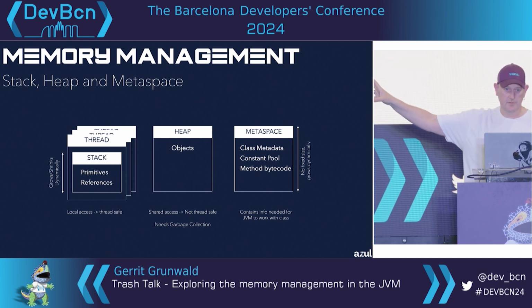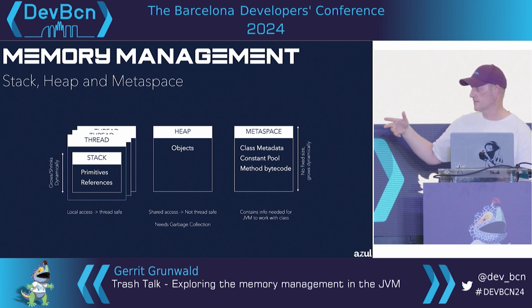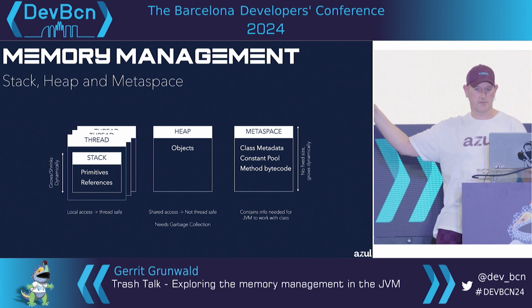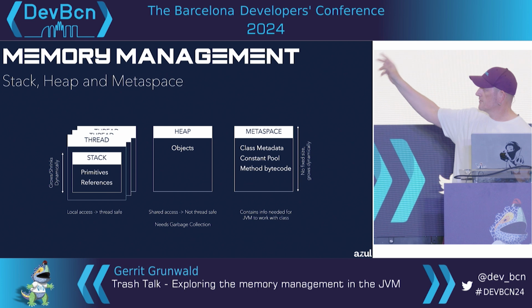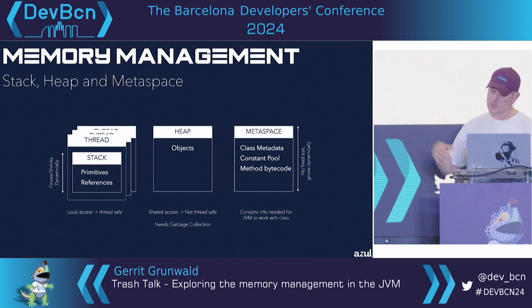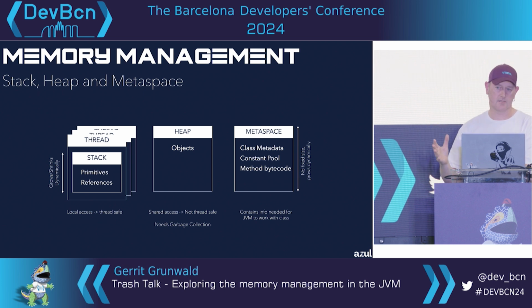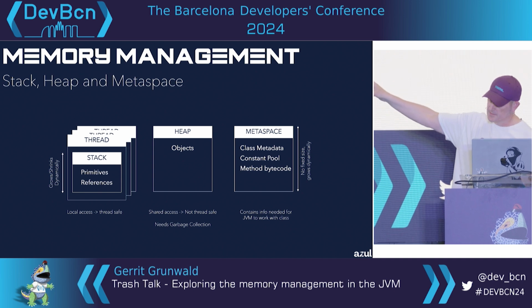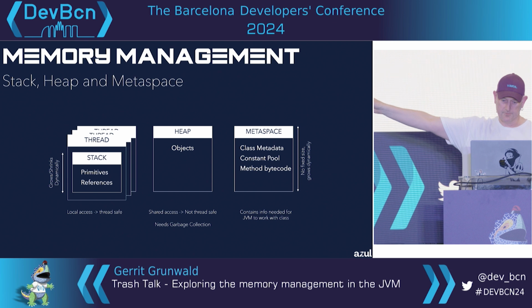And then we have the heap. The heap has shared access, so it's not thread safe, and it needs garbage collection. It contains the actual objects, right? Then we have the metaspace, and to make it short, it's really just for the JVM. It contains all the information about classes. This is all handled in the metaspace, and we don't want to focus on that one. We focus on the heap, right?